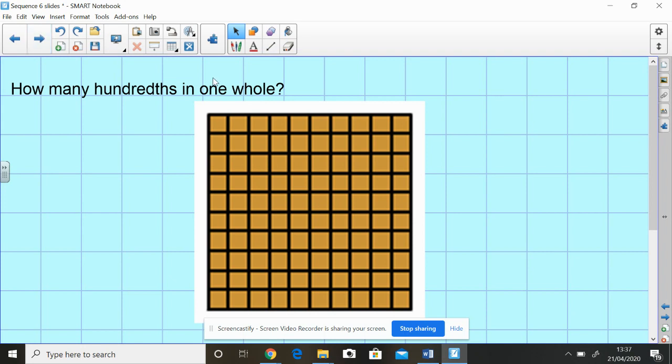Now I want you to think about how many hundredths are in one whole. Hundredths. Here I've got a hundred square. How many hundredths do I need to complete this 100 square? You can either count all the squares if you would like, or you might just know. In a 100 square, we know there are 100 hundredths. So you need 100 hundredths to make one whole. So you need 10 tenths to make one whole. You need 100 hundredths to make one whole.